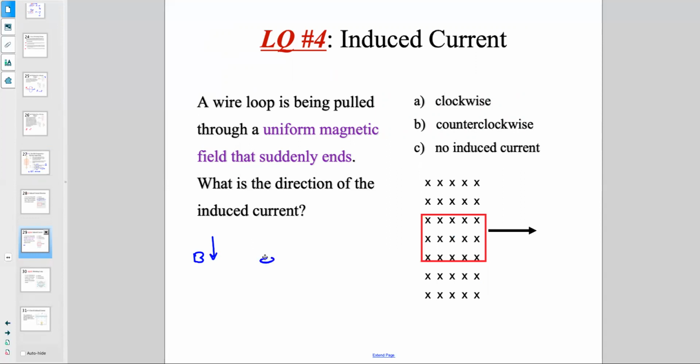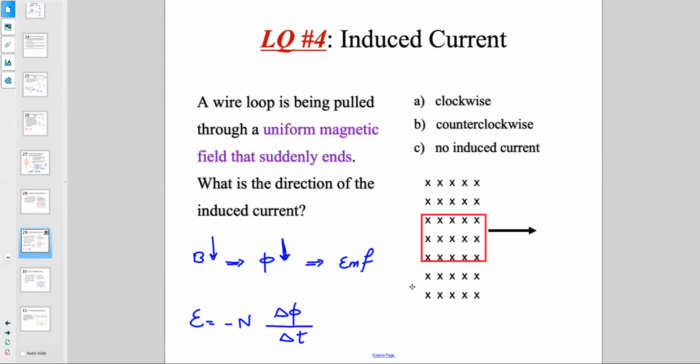This means that you have less flux going through, less number of lines going through this loop, and this will cause the change of the flux, right? So that means you will have an EMF. You have an electromotive force. If you remember what the formula was, that was the formula. This electromotive force is causing a current. But what is the direction of that current?